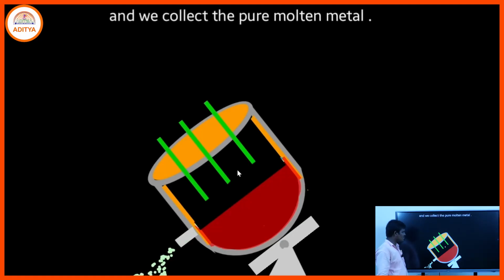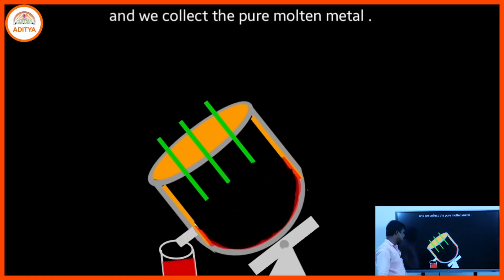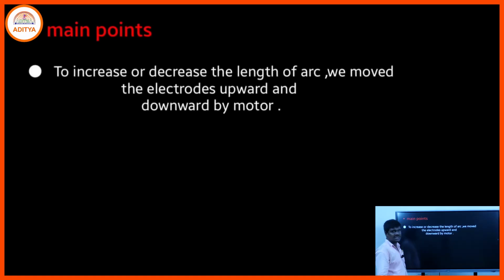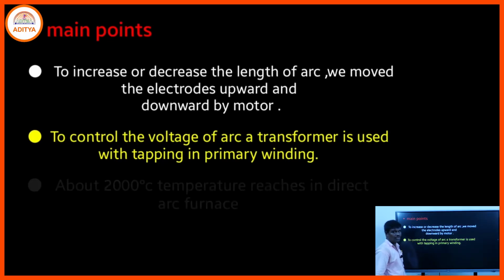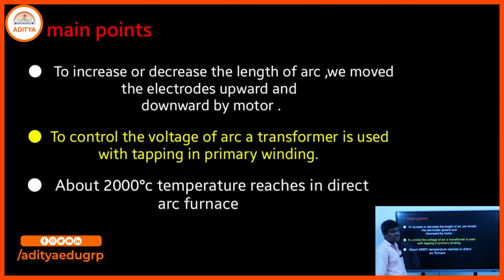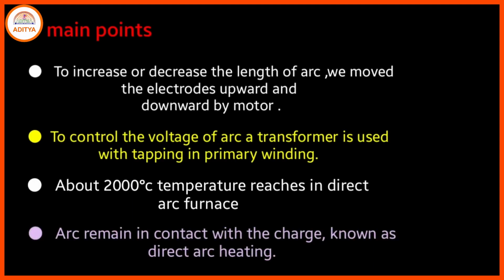After removing the slag, there is the tap hole or spout. Through the spout we can remove the molten metal. The electrodes can also be lifted or lowered easily using a clamping mechanism. To control the arc voltage, a transformer is used with tapping in the primary winding. We maintain 2000 degrees centigrade in the electric arc furnace. That process is direct arc heating.